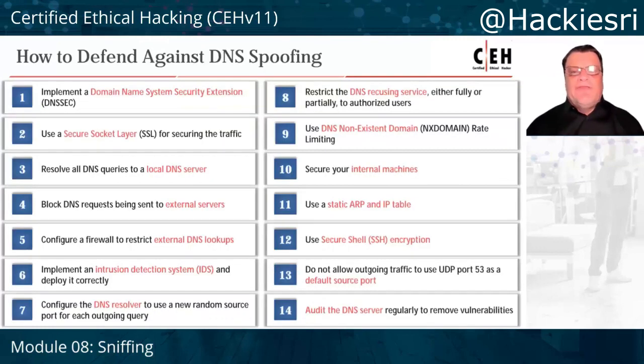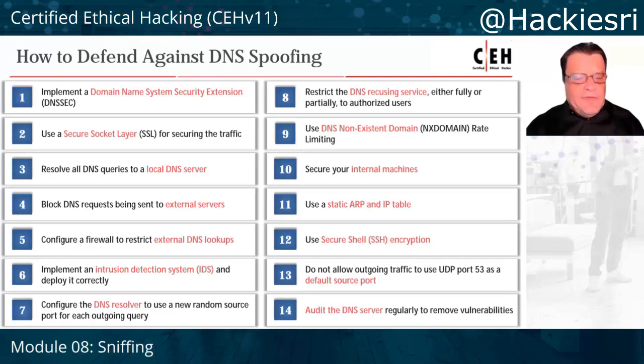How to defend against DNS spoofing? Many methods are available, and they include the following. Implement a domain name system security extension. Use a secure socket layer for securing the traffic. Resolve all DNS queries to a local DNS server. Block DNS requests being sent to external servers. Configure a firewall to restrict external DNS lookups. Implement an intrusion detection system and deploy it correctly. Configure the DNS resolver to use a new random source port for each outgoing query.